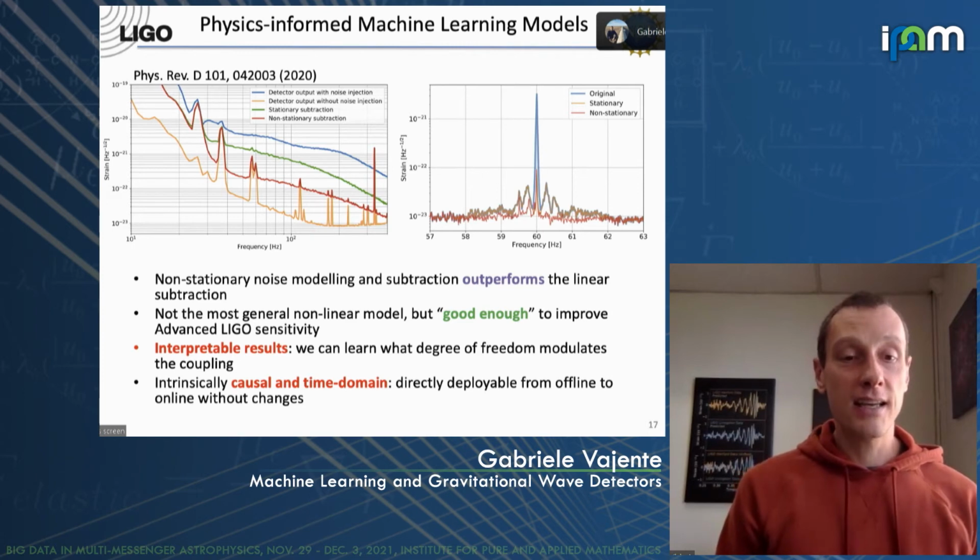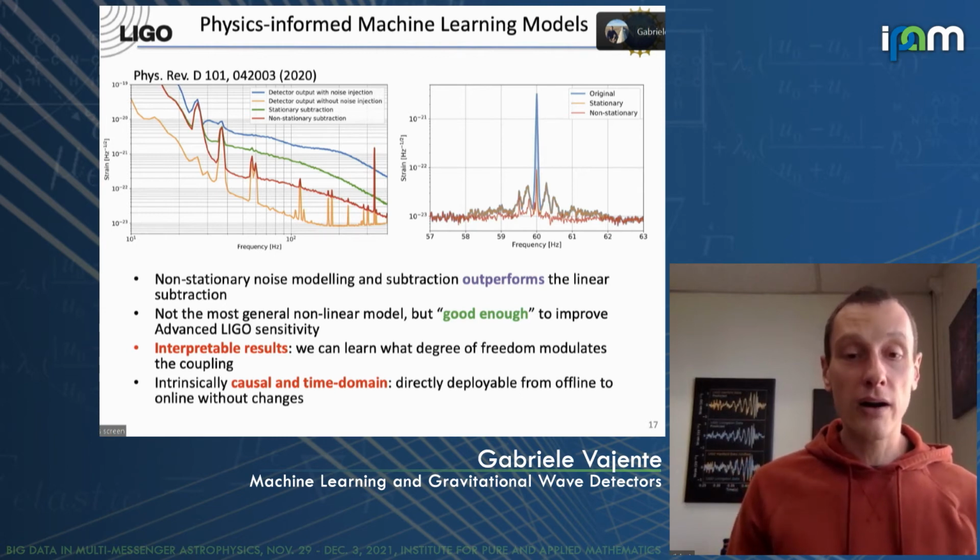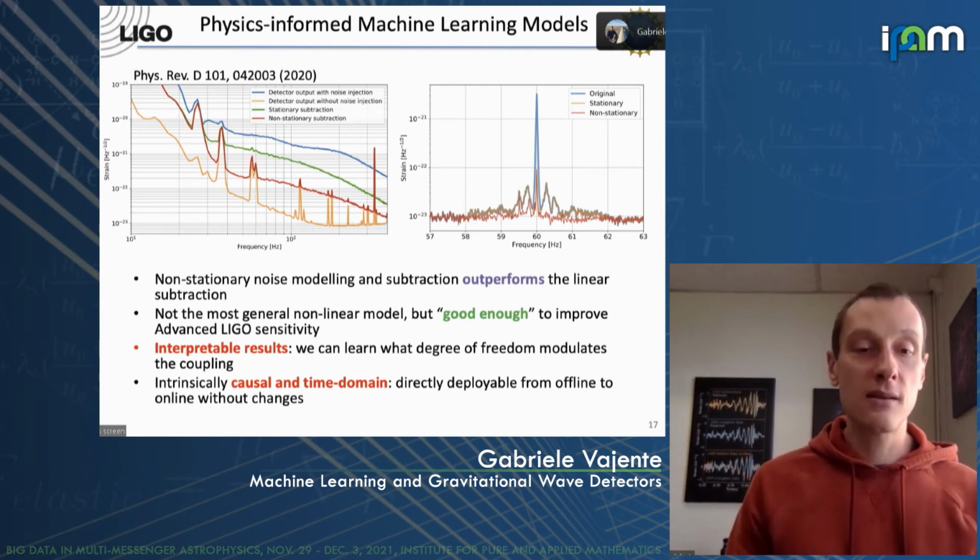And also it is intrinsically causal and intrinsically in time domain. So it gives you directly coefficients that you can deploy from the offline subtraction to online and run in the system without really any change.